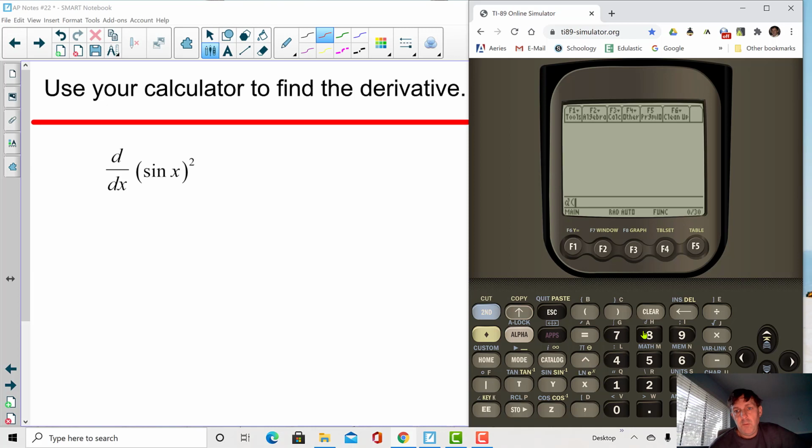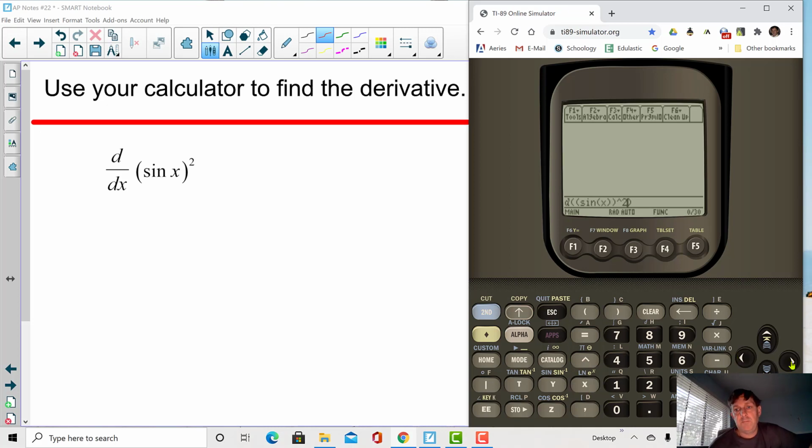Now, anytime you get a left parentheses, you want to put a right parentheses before you forget. Now, we'll go back inside those two parentheses, and we'll type in our function. We want to do the derivative of sine of x squared. So I'm going to do parentheses squared, and I'll go back in, and I'll type the sine function. The sine function is going to be second, and this blue one that says sine. Now it only gave me the left parentheses, so I need to put the right one. And I'll go back in, it's going to be sine of x.